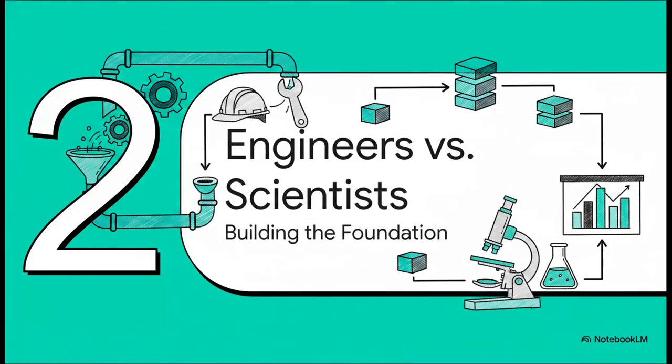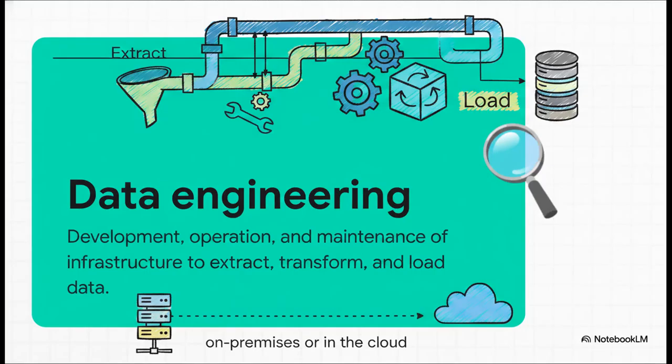Which brings us to section 2, engineers versus scientists. Let's clearly define the unsung heroes who actually tame this flow. Data engineering is the development, operation, and maintenance of data infrastructure, whether that's on-premises or up in the cloud. It comprises the databases and the pipelines required to extract, transform, and load data. Simply put, this is the foundational plumbing. Without it, absolutely no analytics can happen.